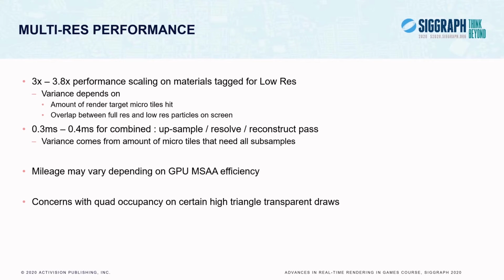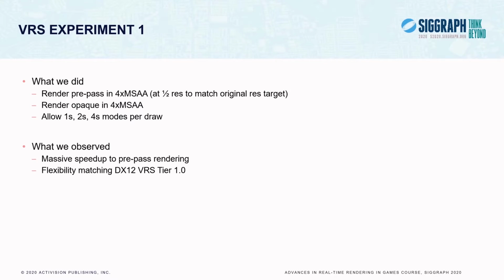And the final thing was that we had a lot of concerns with quad occupancy on certain high triangle transparent draws that we're going to get back to in future slides. So after this success, moving to the next project, we decided to start a new experiment. We already had a pipeline set up similar to VRS Tier 1, so we could change sampling rate on a per draw basis. So the experiment was what would happen if we would actually render the whole game using 4 times MSAA swizzled buffers. So basically at half resolution to match the original resolution target, but with 4 times subsampling.